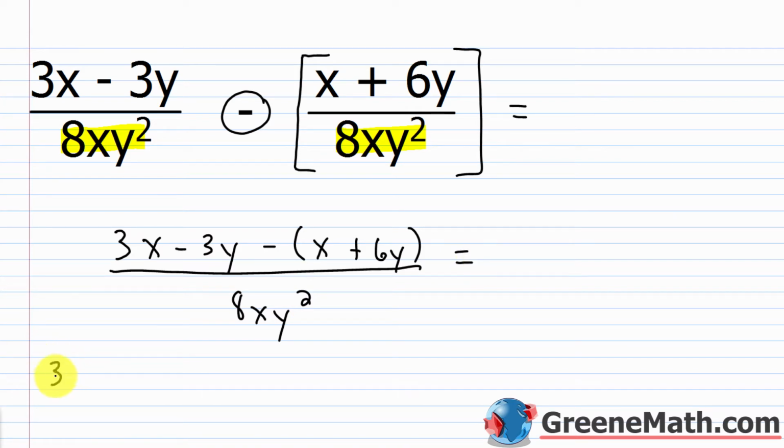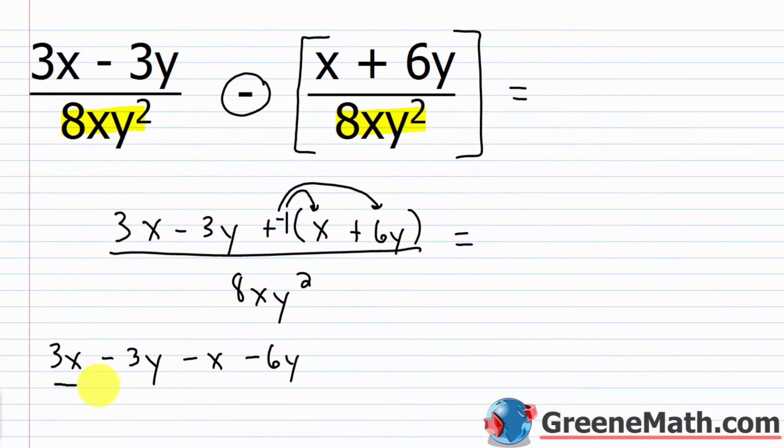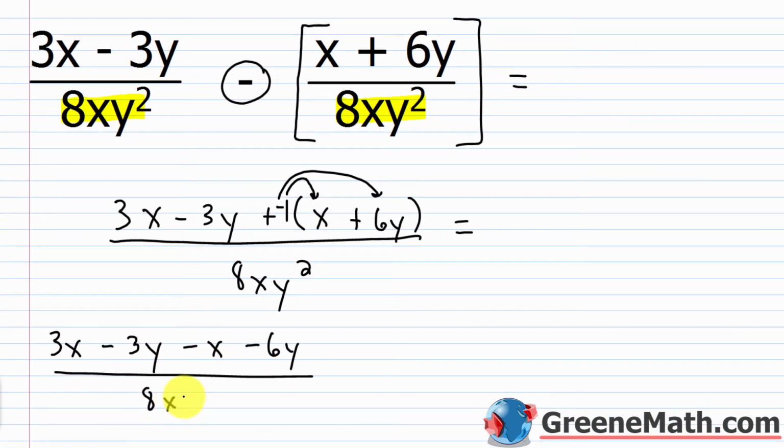All right, so let's go ahead and work this out. We have 3x minus 3y. I'm going to distribute this to each term, so I can think about this as having plus a little negative 1 here. Negative 1 times x is minus x. And then negative 1 times 6y is minus 6y. And this is over 8xy². All right, scroll down and get a little room going.